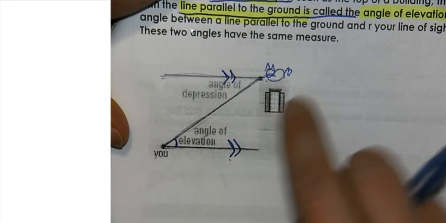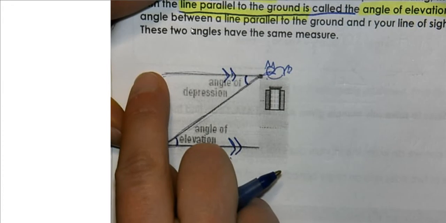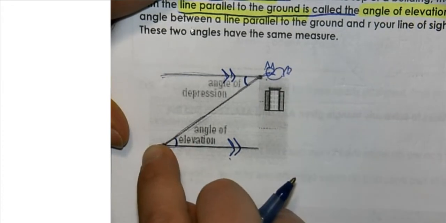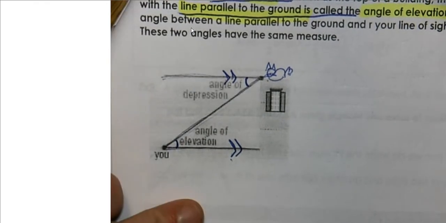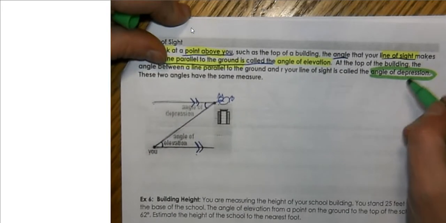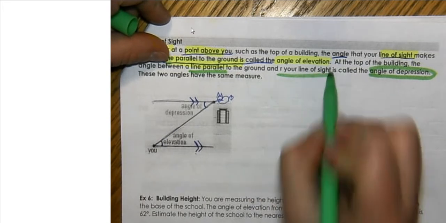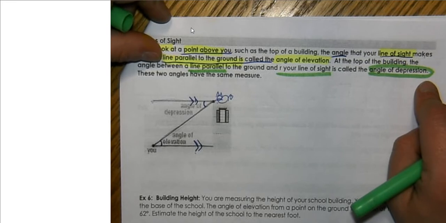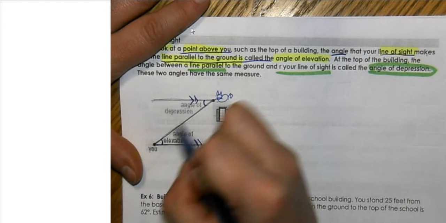So there is an angle that is created with a line parallel to the ground and your line of sight looking down. This is called the angle of depression. So at the top of a building, the angle between a line parallel to the ground and your line of sight is known as the angle of depression. It's that angle that's created looking down. And these two angles have the same measure.